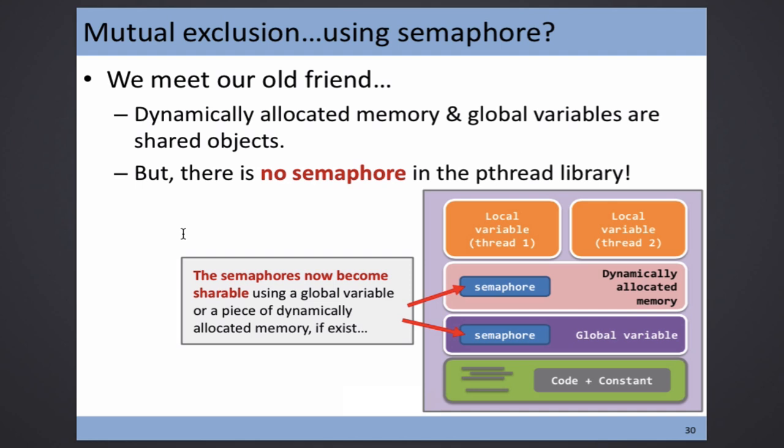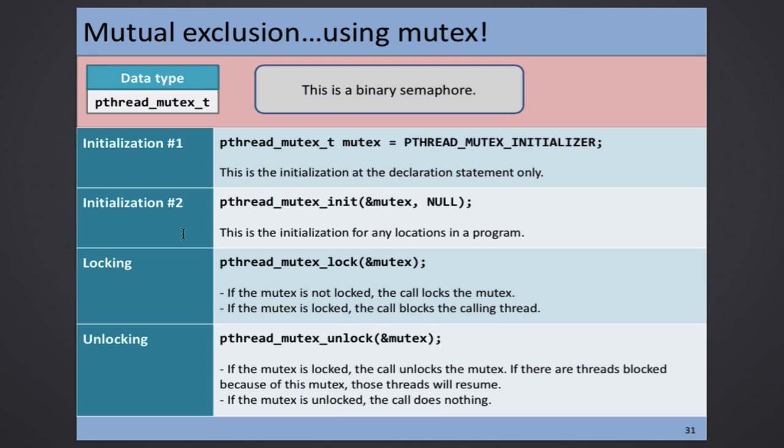So here, we will use another model. That model is even easier to use. It separates binary semaphore and counting semaphore, and doesn't let you use counting semaphore. It only gives you binary semaphore. And what is the binary semaphore? It is called mutex. There is a type called mutex. Wow, cool. So how to use it?